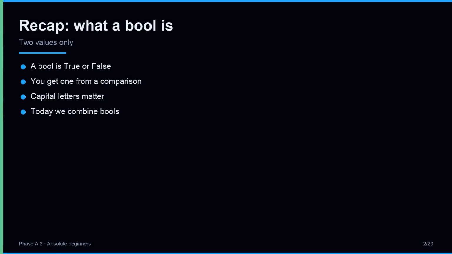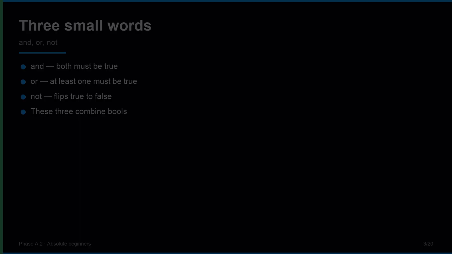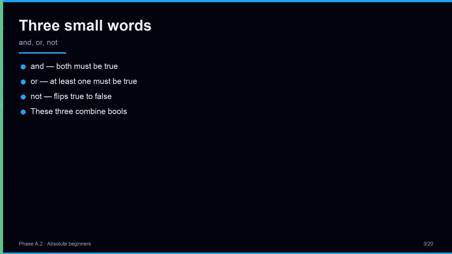A bool is a value with only two possibilities, true or false. You get a bool whenever you compare things, like asking is the temperature above 30, or is the user logged in. The answer is always one of those two. In Python we spell them with capital letters, True and False. That capital matters. Today we use bools to make decisions, not just look at them. Two values only. Bool values become useful when we combine them.